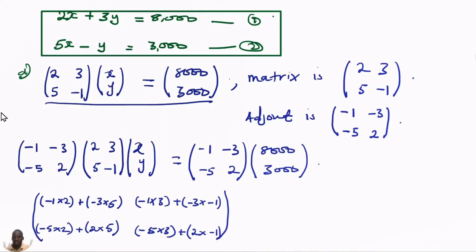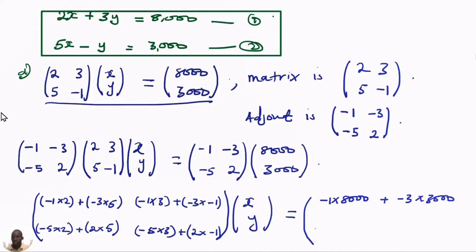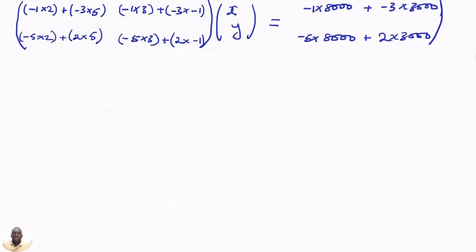Under the brackets, multiplied by x, y equals to, on the right hand side should be the same. We have negative 1 multiplied by the 8,000 plus the negative 3 multiplied by the 3,000, then the negative 5 multiplied by the 8,000 plus 2 multiplied by the 3,000. The whole of it brackets. So what is now left is just simplifying.